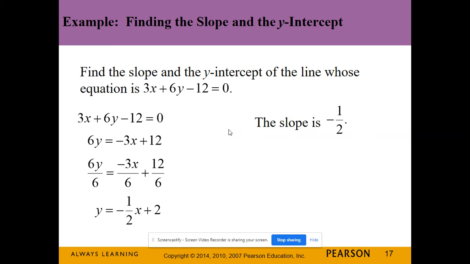The slope is the negative 1/2. The y-intercept is 2. That's it. So again, if you need to get slope and y-intercept out of something that's in general form, then you put it in slope-intercept form. That'll give you the information you need.